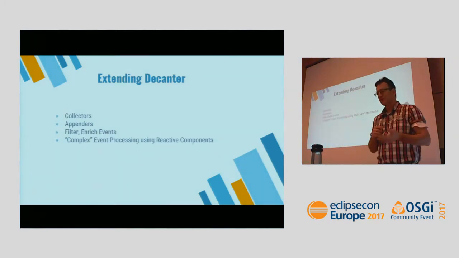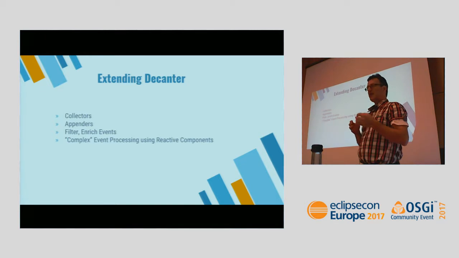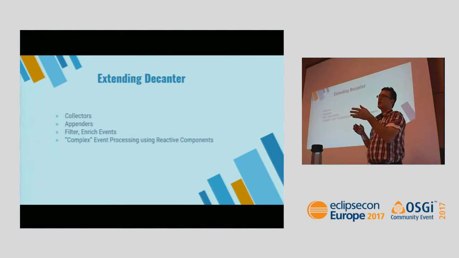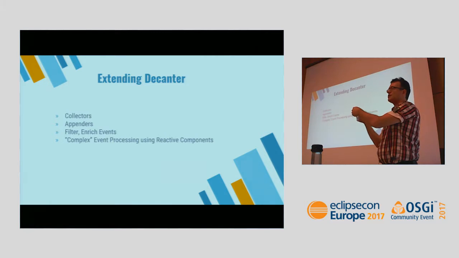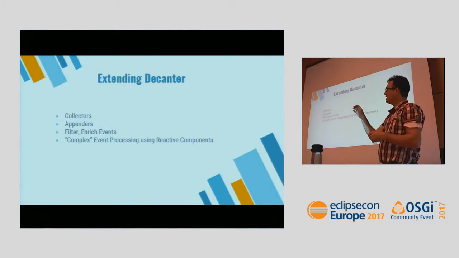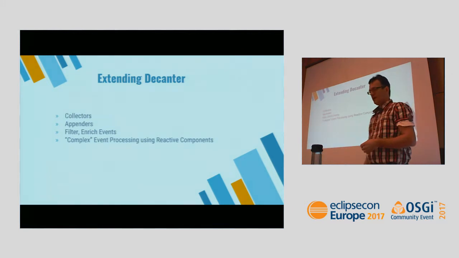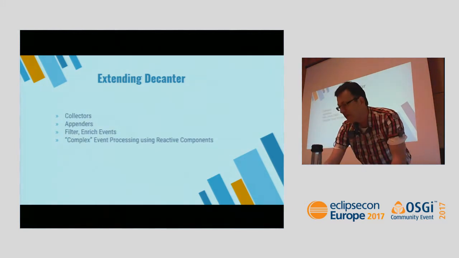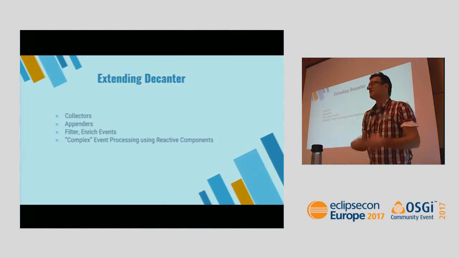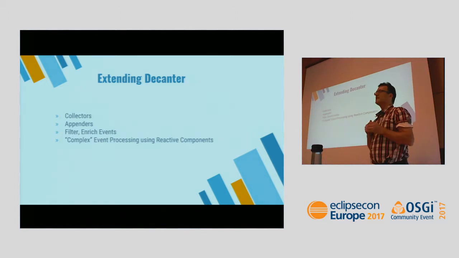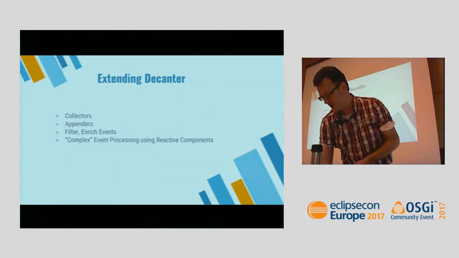It's also possible to filter and enrich events, because you can send them to one event admin topic, have a filter that bridges to another topic, just sends parts of them, and from there it goes to the appender. So you can make it from very simple, which is the default, to quite complex. And if that's not enough, you can use a kind of complex event processing using a framework I founded, Reactive Components. I'll have a separate talk that concentrates on that, but I will show a little bit about that later.